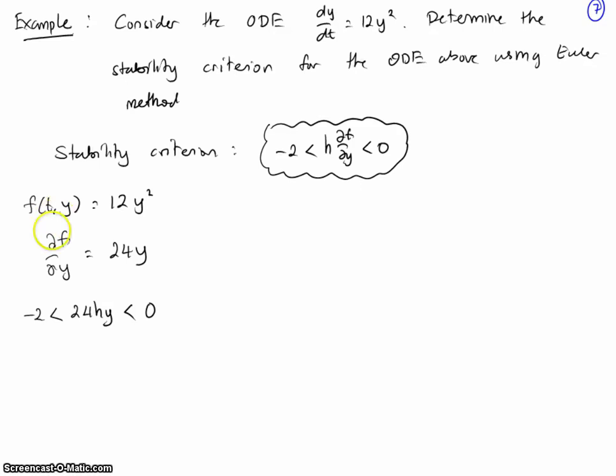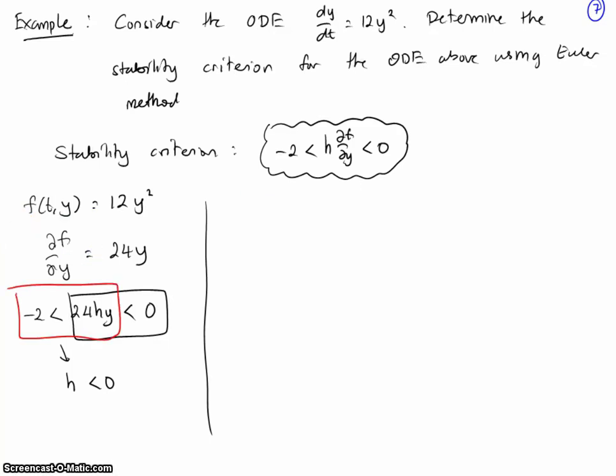If you take first the condition on the right, it simply tells you that h has to be negative, and if h is negative, it means that your Euler method becomes invalid. Having h negative will just tell you that your algorithm is going to be unstable, so we are not interested in this because it does not apply. On the other hand, we have the other condition: 24hy has to be greater than -2. So what is h, which is the step size that we're interested in? h becomes larger than -1/(12y).